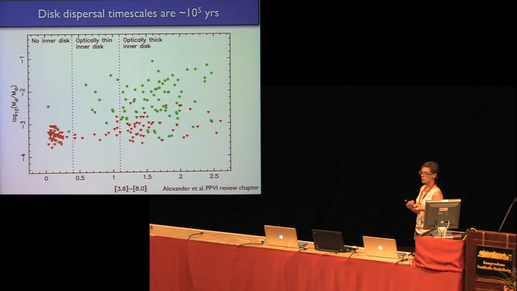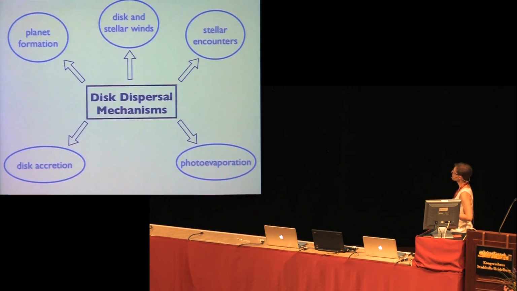And what I want to drive your attention to is this intermediate region where we have optically thick inner disks, but we have a dearth, or not that many disks, that are detected at long wavelengths. So the statistics here suggest that the disk dispersal timescale is about 10^5 years, so an order of magnitude shorter than disk lifetimes.